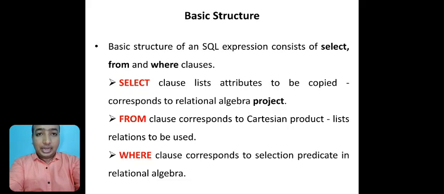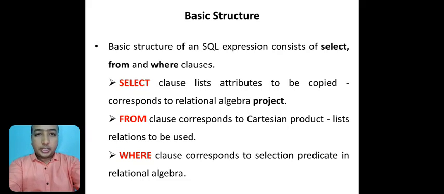Remember, this select is a mandatory clause. You have to use it whenever you write a query. The where clause can be an optional clause. Now let us see what the select, from, and where clauses do. The first one is the select clause. It lists the attributes to be copied, and corresponds to the relational algebra project. If you want to copy particular attributes as the output of an SQL query, whatever you give beside select will be taken up.